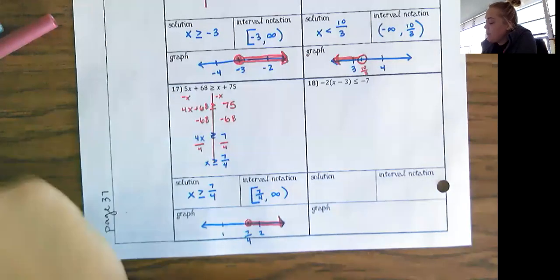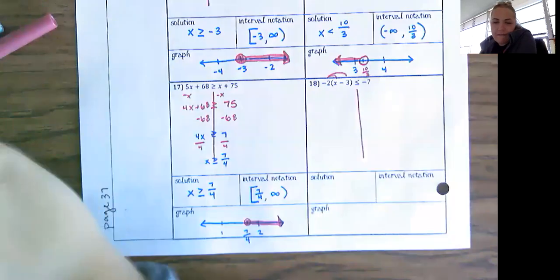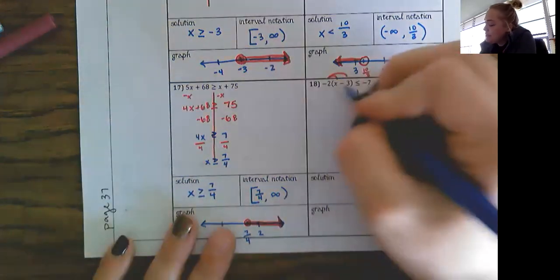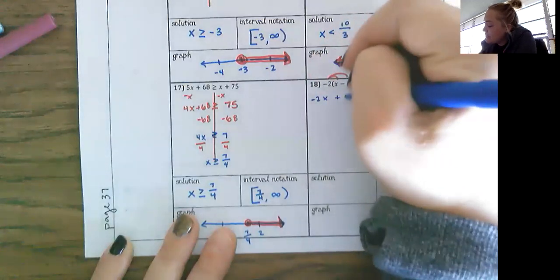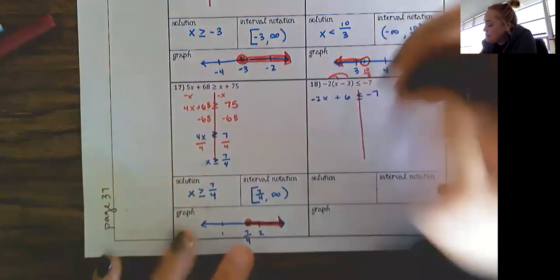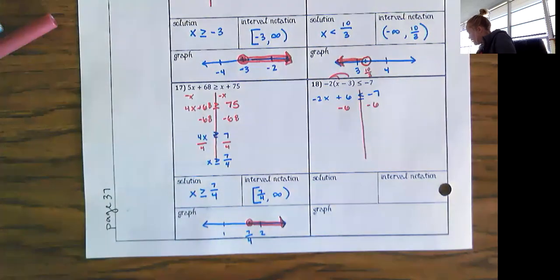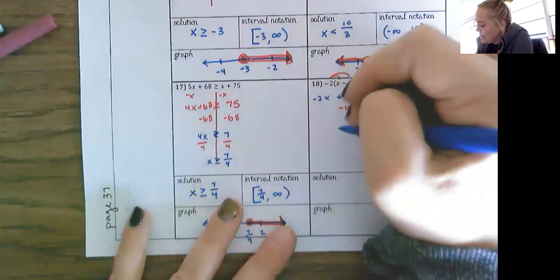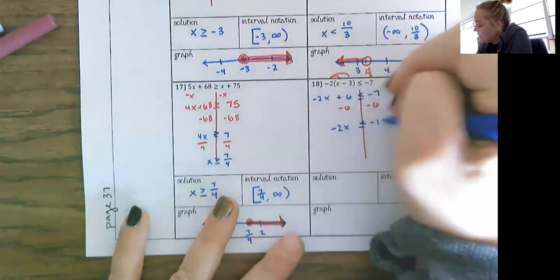All right, last problem. Separate the two sides if you'd like. Distribute that -2 to everything inside the parentheses. -2 times x is -2x. -2 times -3 is +6. And that is less than or equal to -7. I can subtract 6 from both sides of this equation. -7 minus 6 would give me -13. I don't know why there's so many negatives here. -2x is less than or equal to -13.